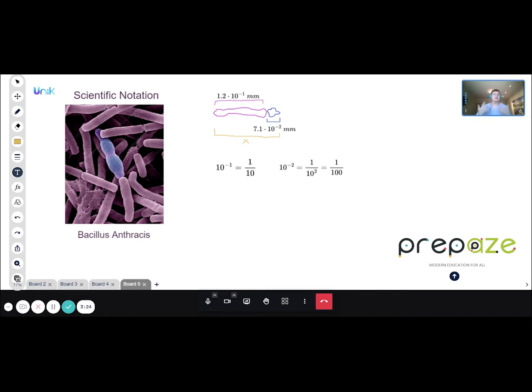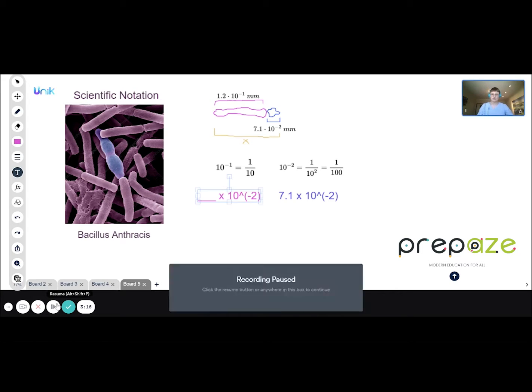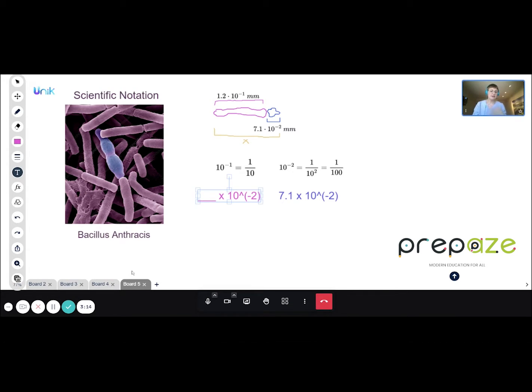I think what's going to be easiest for us is if we pick the larger denominator so that we're scaling up our numerator with it. So let's pick 10 to the negative 2. Our blue bacterium is already represented multiplied by 10 to the negative second. So we need to change how 1.2 is represented in our scientific notation so that when we multiply it by 10 to the negative second, we are still representing the same quantity, the same length for our pink bacterium.